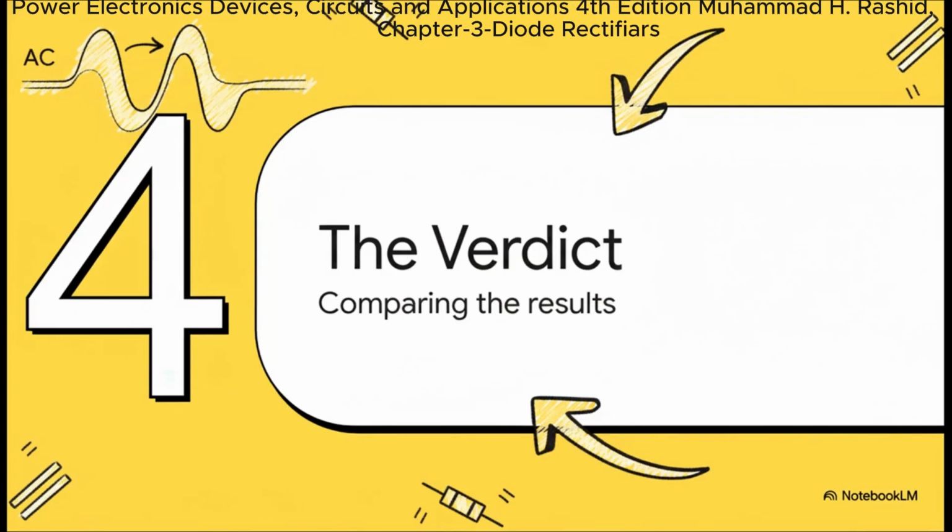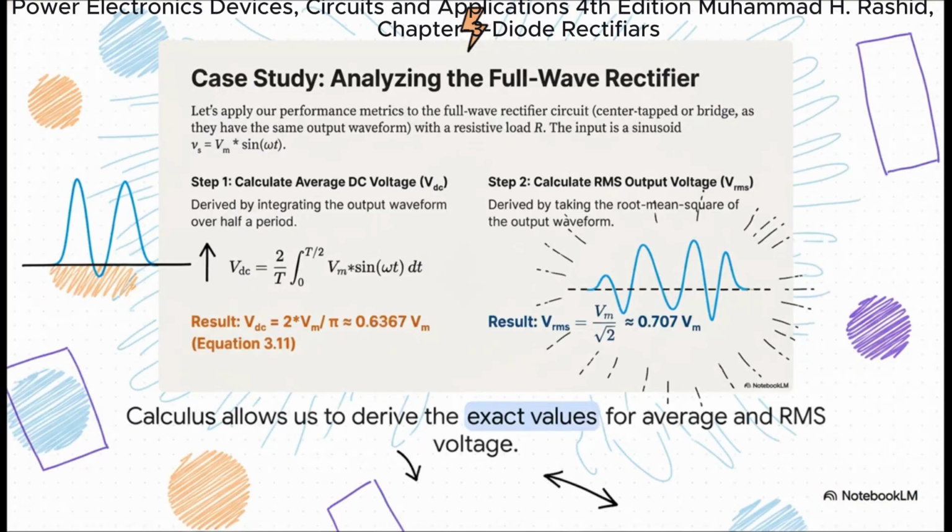All right, we've built our scorecard. Now it's time to actually use it. We're going to run the numbers for the full wave rectifier and see exactly how well it does, or doesn't, perform. Now, don't let the calculus here intimidate you. You don't need to memorize these integrals. The key takeaway is that by using this math on the output waveform, we can find the precise values for the average DC voltage and the total RMS voltage. These two results are the foundation for every other number on our scorecard.